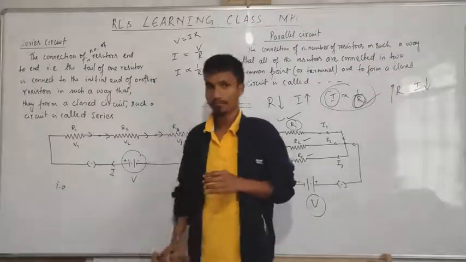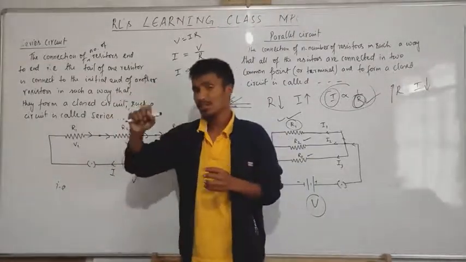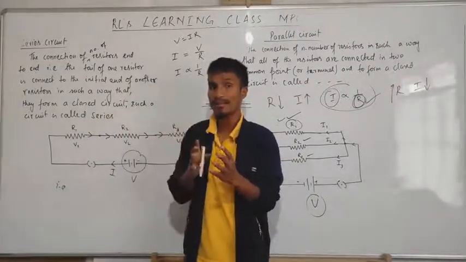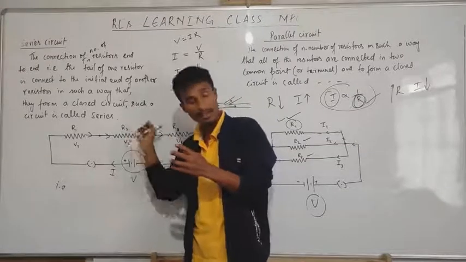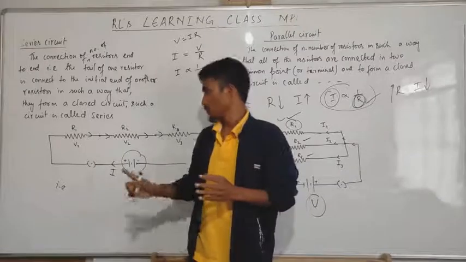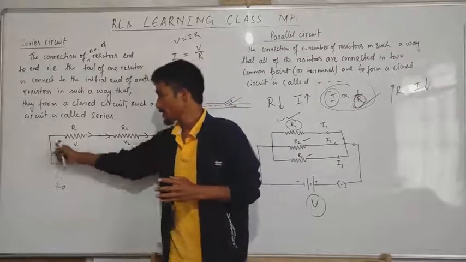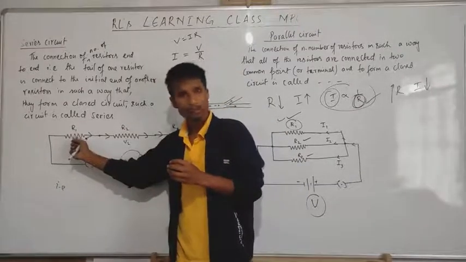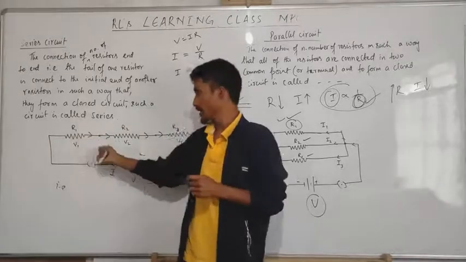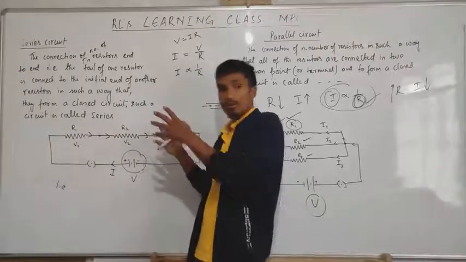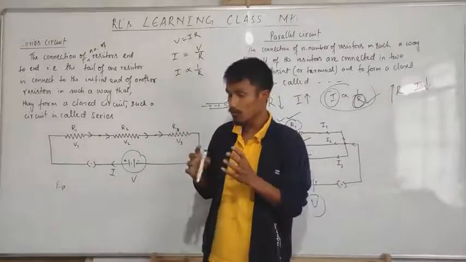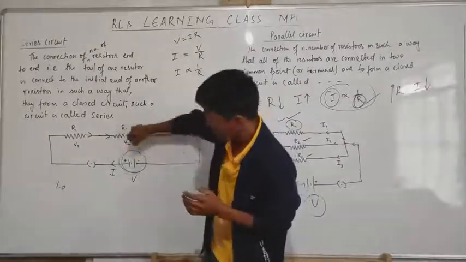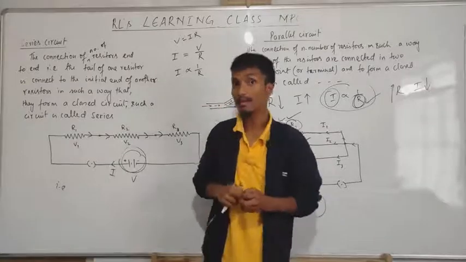Then point number two, the voltage is different in each resistor, in each element of this circuit. Why? Because once the voltage is moving, it will get dropped. Once it reaches one resistor, again it will get dropped. Then when we total all the drops of voltage, the resistance is very, very large.